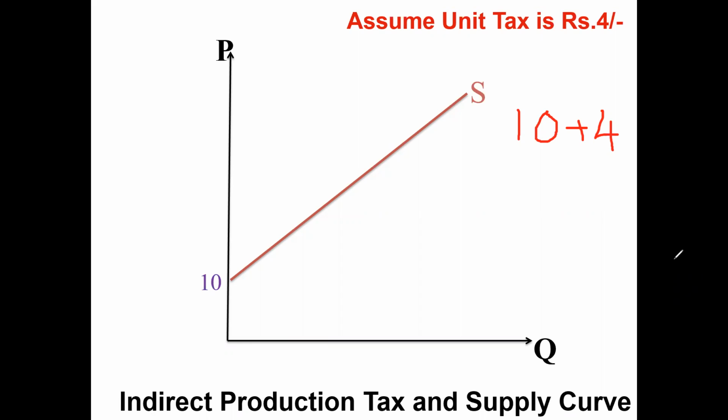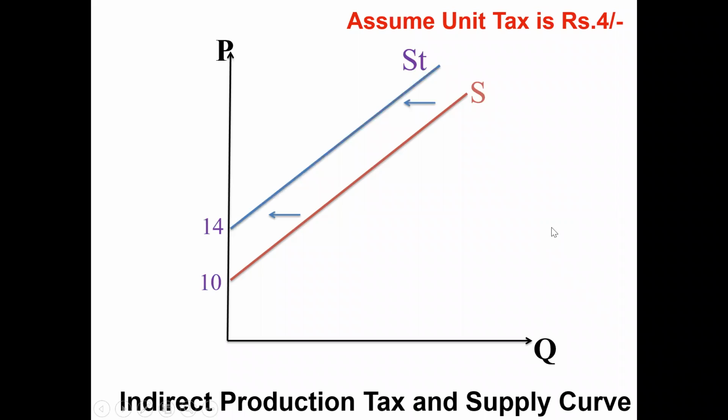Now, to supply this product to the market, price should be how much at least? 14. Unless otherwise, the seller doesn't supply the product. Because the seller has to pay 4 rupees to the government, and the seller needs 10 rupees. So therefore now, at least, the price of this product should be 14. So this gap is tax. This vertical gap is tax between two supply curves.